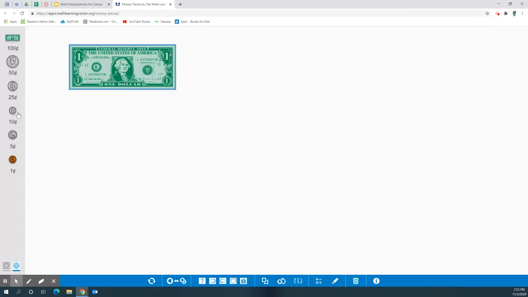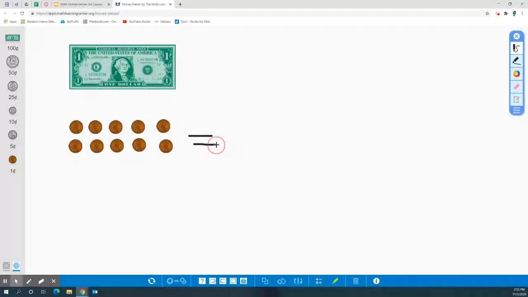How many pennies are in one dime? I know a dime is worth 10. So if I had 5 pennies, that would be the same as what? One dime, right? So if I have 10 pennies, that equals one dime.